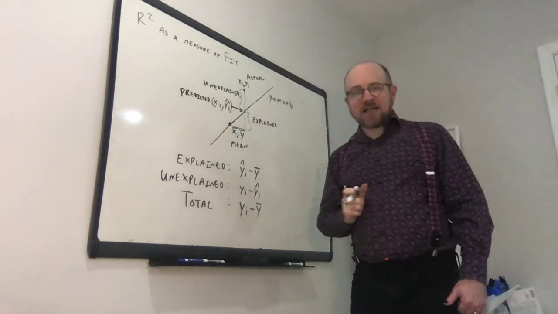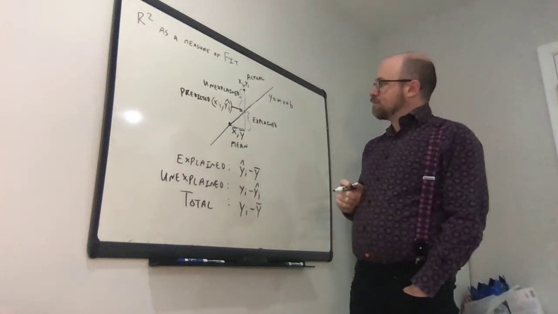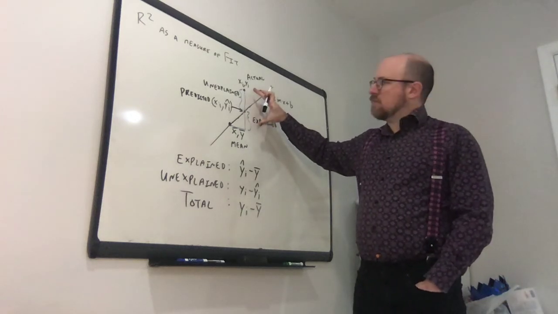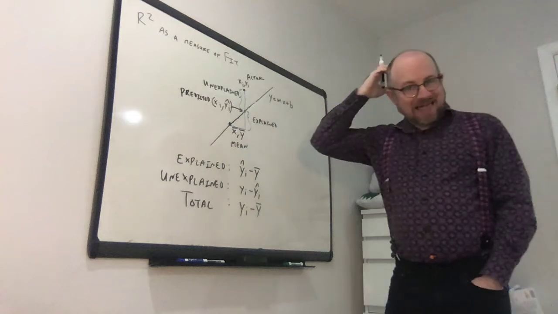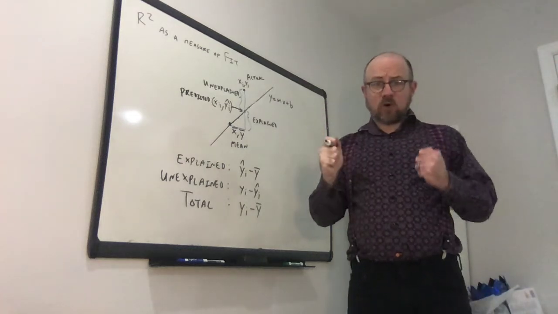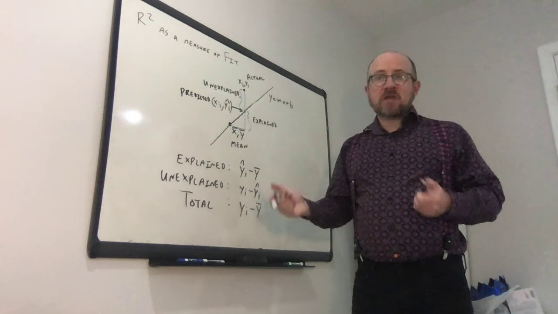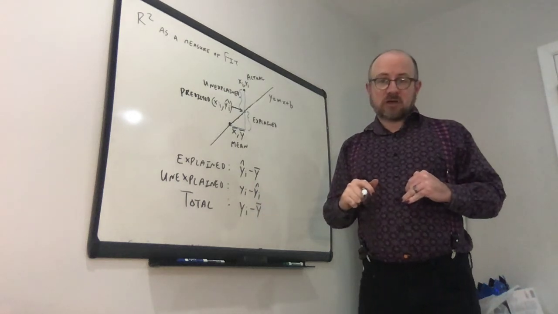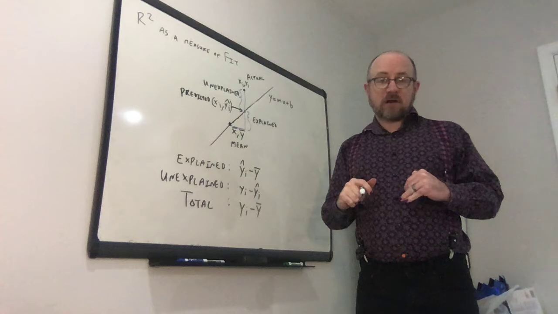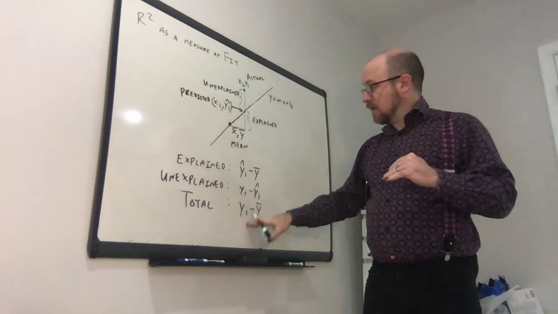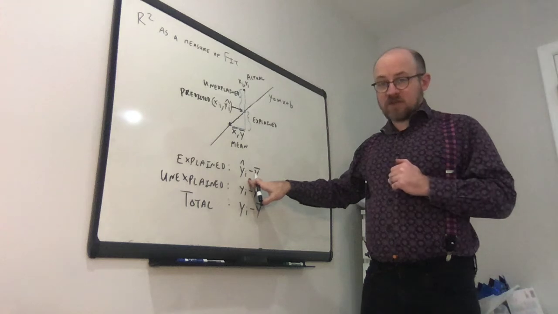That's yi minus y hat. Okay? So each of these points is going to be some distance from the mean. What we would like, if this line were a really good fit, is for the unexplained part to be a small percentage of the error, of the total distance that it is from the mean. The explained part would make up most of it.